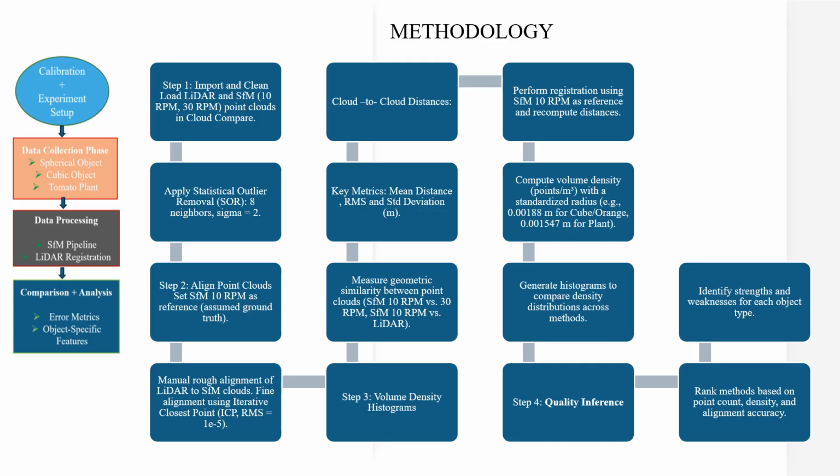After the point clouds are collected, they are subjected to statistical outlier removal to remove most of the noise. The SfM point cloud at 10 rpm is taken as the reference or ground truth and compared with the other point clouds. Cloud-to-cloud distances were measured, like mean distance, RMS, and standard deviation. Volume histograms were computed, and quality inference was performed for ranking these point clouds according to their density and accuracy.